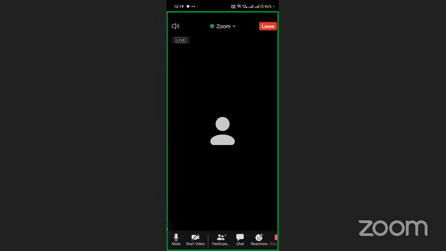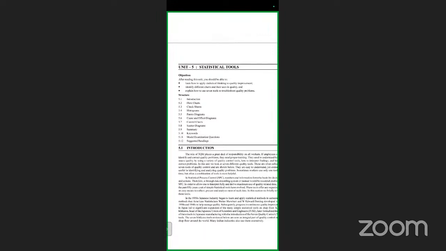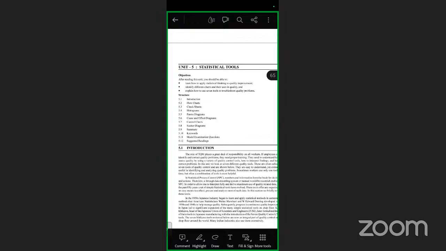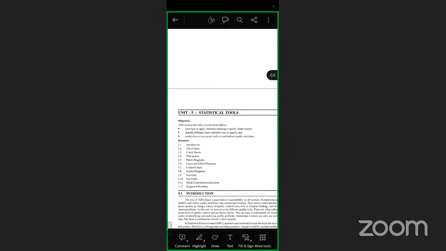Thank you. Last class, we discussed a few aspects up to block 2, and now we'll move forward towards unit 5. Unit 5 consists of statistical tools, where we stopped exactly.